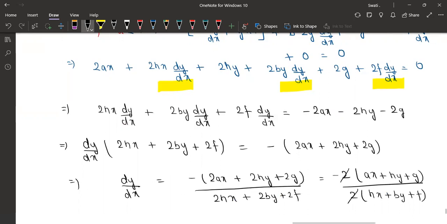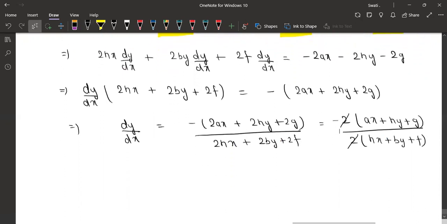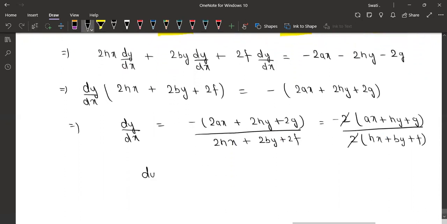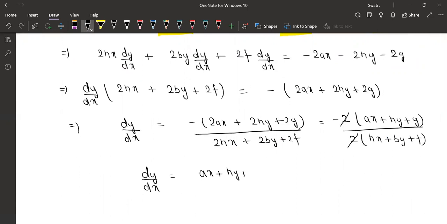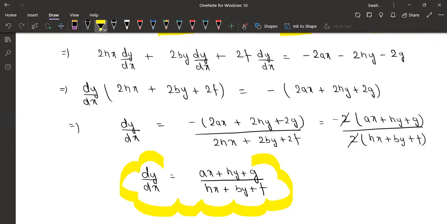So what is the final value of dy/dx that we are getting? The final value of dy/dx that we are getting is dy/dx equals (ax plus hy plus g) upon (hx plus by plus f). And this is our final answer. We wanted to find out the value of dy/dx and we got it. So this is the solution of our first question. Let's move to the second question.